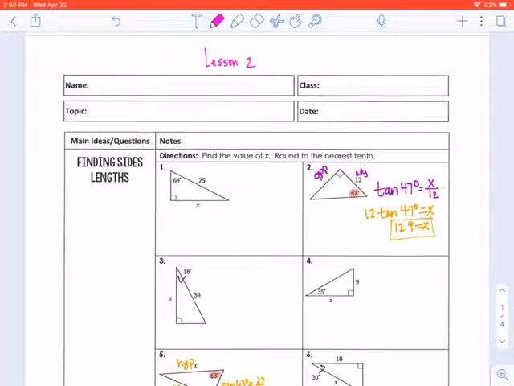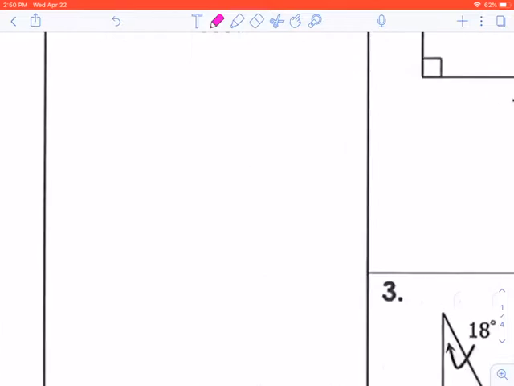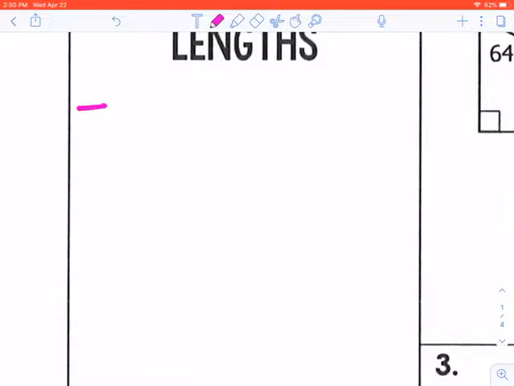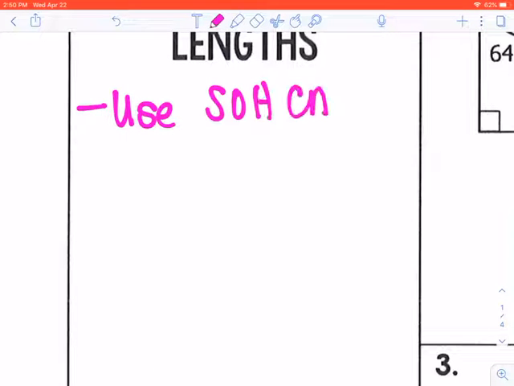You've done this before, so this isn't going to be new for you today. We're also going to look into word problems, okay? So we are going to start with finding the lengths of sides using SOHCAHTOA, okay? So what we're going to do here is we're going to use SOHCAHTOA. So we're going to find a sine, cos, or tangent, okay?